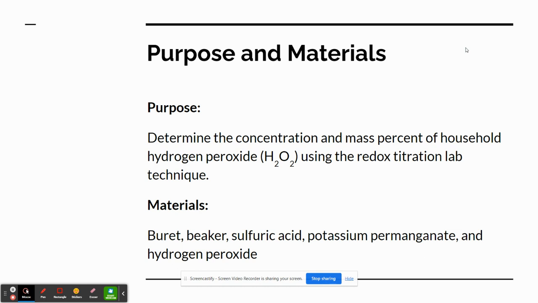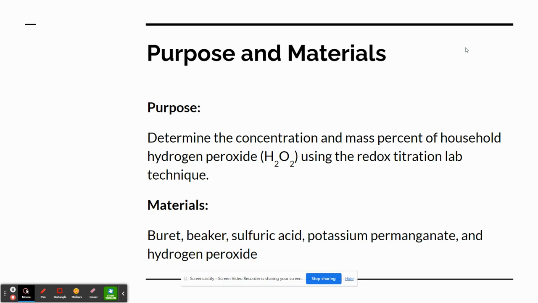So what we're going to be doing is using the following materials. We'll need a burette to be able to measure volume, a beaker. That beaker will hold our stuff, the hydrogen peroxide. We'll add some sulfuric acid to that because this reaction can only occur if it's in acidic conditions. You might have watched a video earlier on how to balance half reactions when we're working with acidic conditions and things like that. So you might have to do that in your pre-lab.